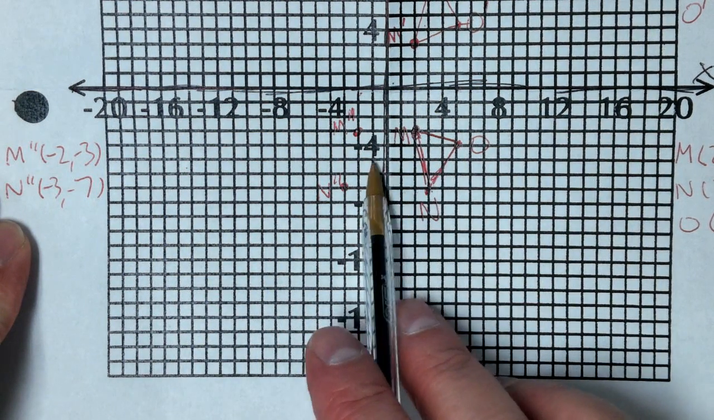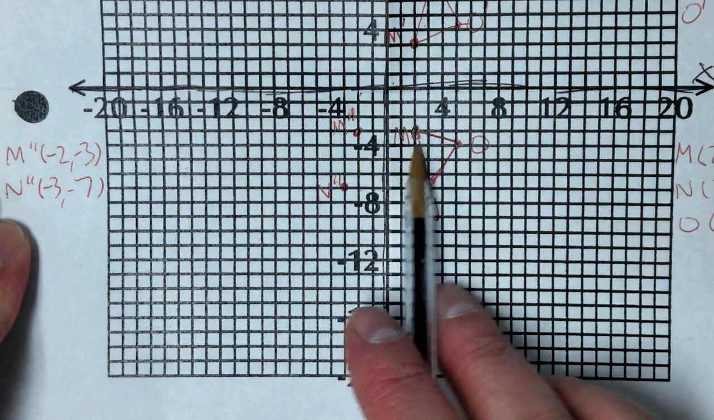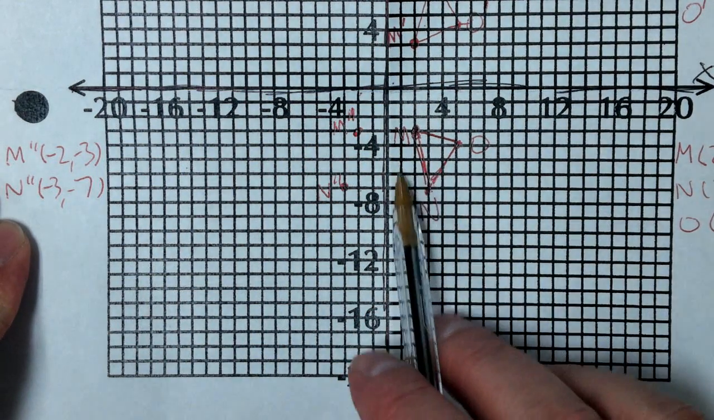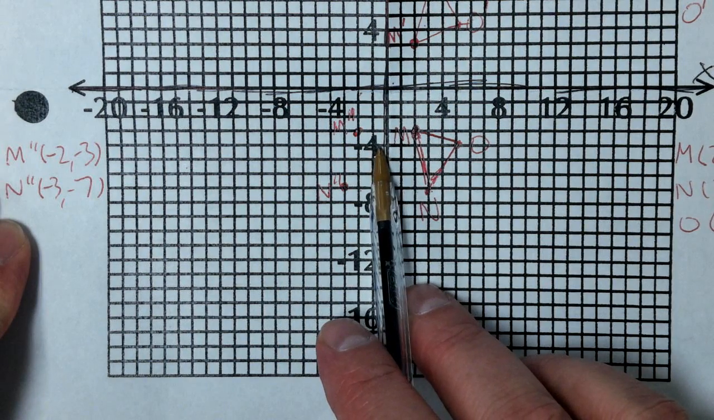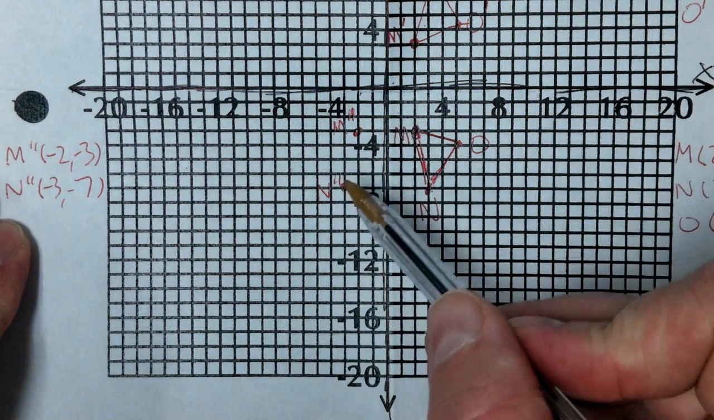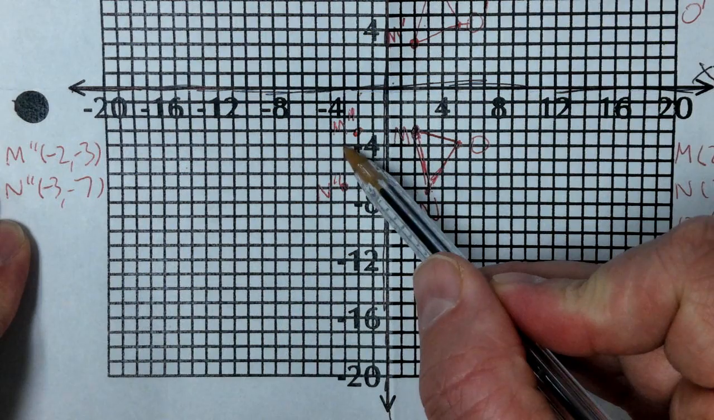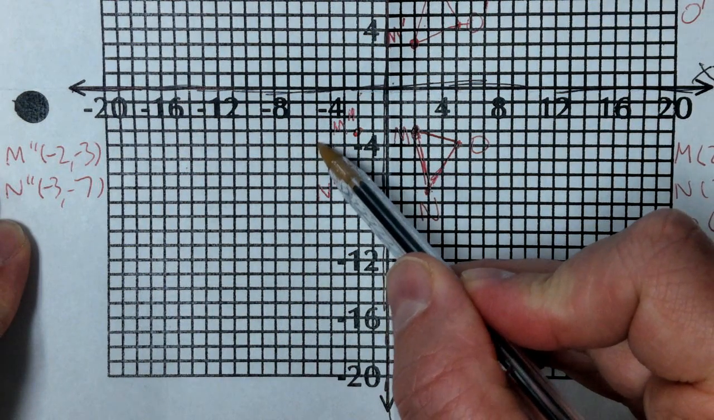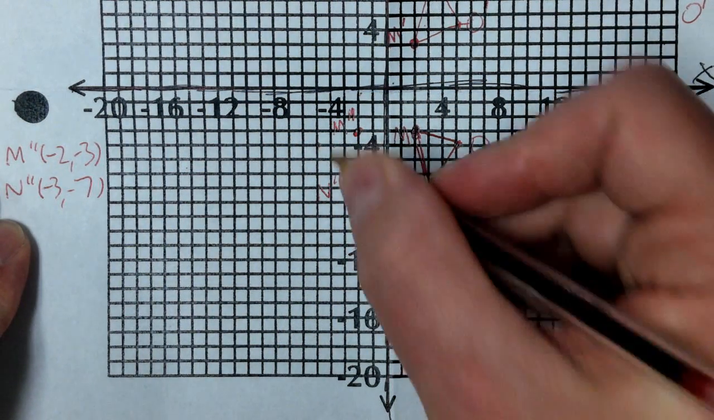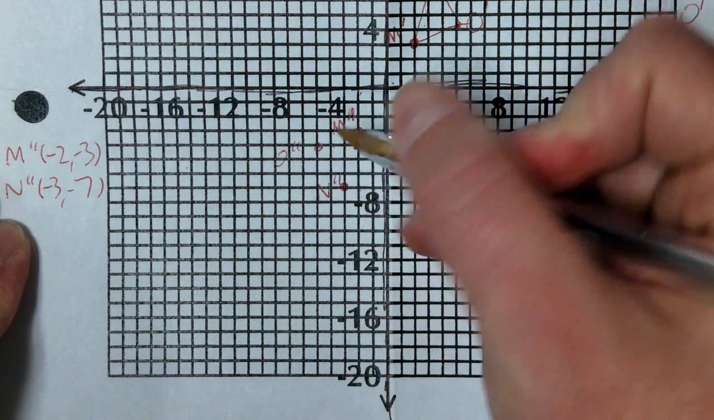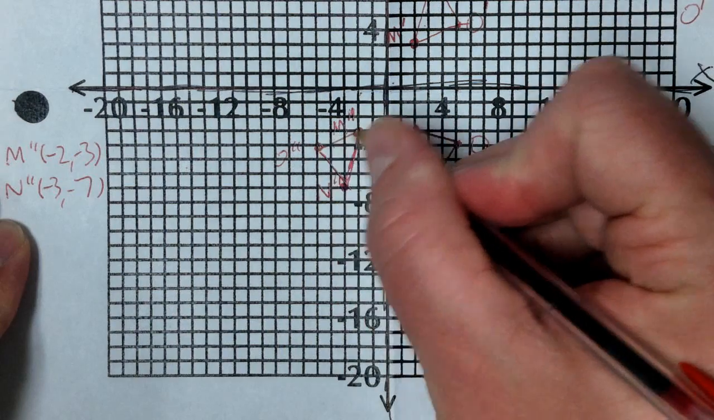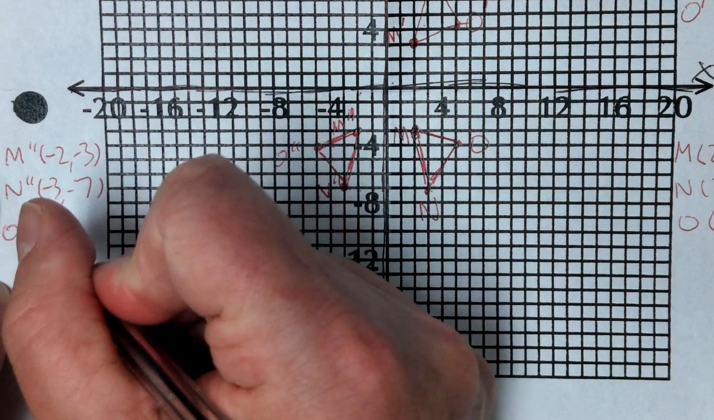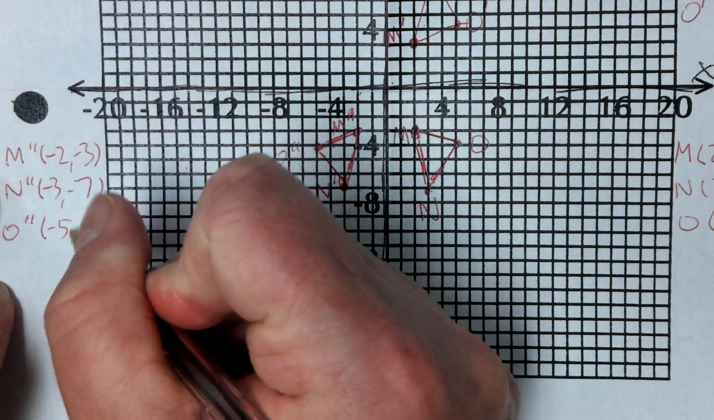And then the O, 1, 2, 3, 4, 5 units over, and so it's 5 units over this way. 1, 2, 3, 4, 5. O double prime. And then draw your triangle. O double prime is -5, -4.